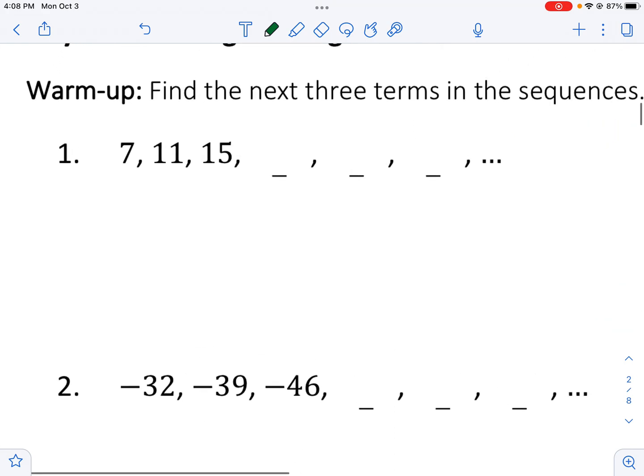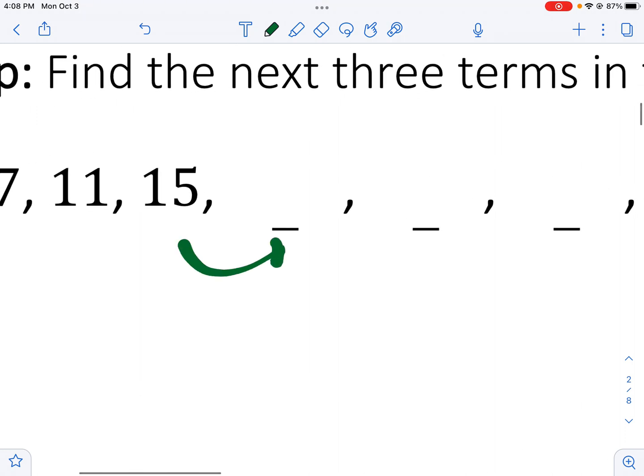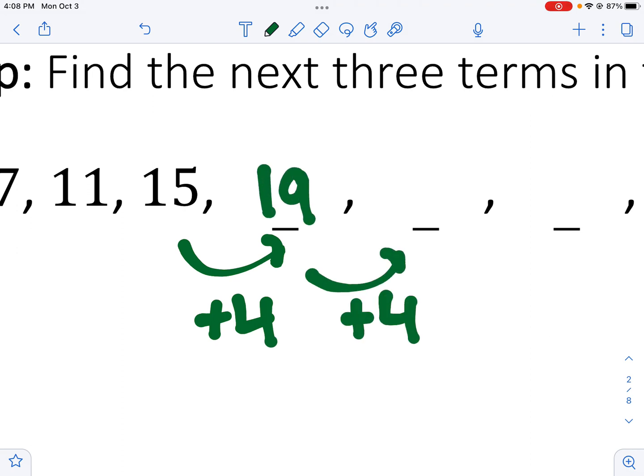So if we take a look at the first one, this one looks arithmetic, so we can find the common difference by subtracting one number from the one before it. So you have 15 minus 11, which is 4, 11 minus 7, which is 4, so we can see that that common difference is adding 4 every time. So we have 19, 23, and 27.